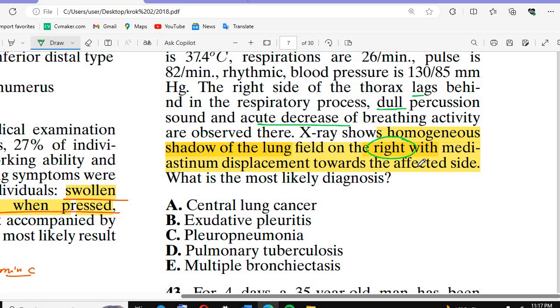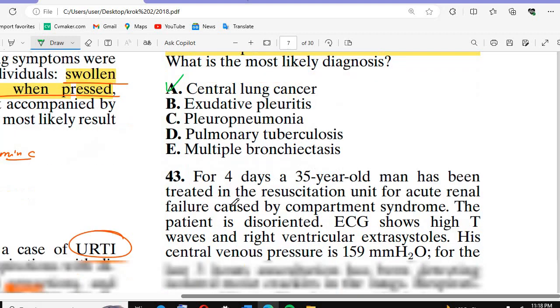If you have seen the mediastinum displacement towards the affected side, it means that it is present near the root, near the lung roots. That's why we will call this condition central lung cancer. If you see the homogeneous shadow along with mediastinum displacement, mainly they are talking about root lung cancer or central lung cancer.